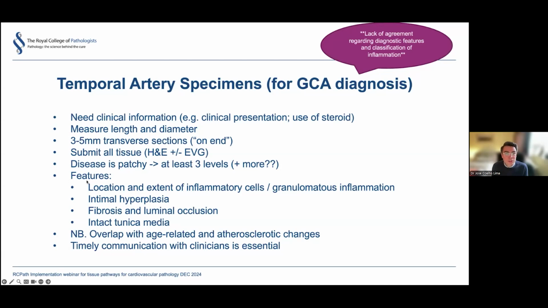And what are the key features that should be described? So the location and the extent of inflammatory cells and the presence or not of granulomatous inflammation, the presence of intimal hyperplasia, fibrosis, and degree of luminal occlusion, as well as whether the tunica media is intact or disrupted. One should be careful because there may be some overlap with age-related and atherosclerotic changes. And timely communication with the clinicians is essential if indeed there are diagnostic features of GCA.